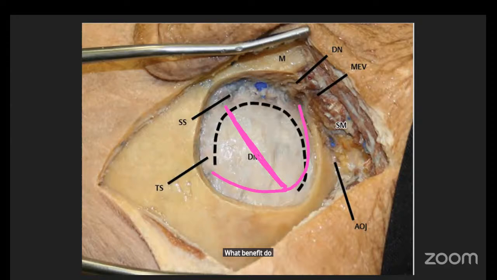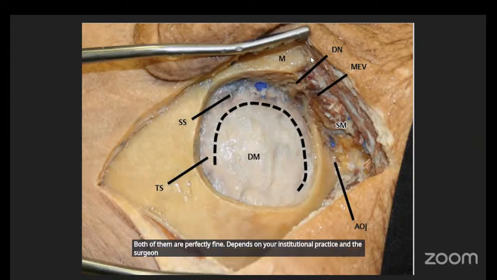What benefit do you think it will give? It will protect both the sinuses, the sigmoid and the transverse sinus. That's right. It's going to protect both the sinuses really beautifully, but it's going to be difficult in terms of closure. Unless you have either a graft or artificial dura, this flap will be difficult to close. So the two conventional flaps are the ones I mentioned. Both of them are perfectly fine. It depends on your institutional practice and the surgeon's level of comfort as well.